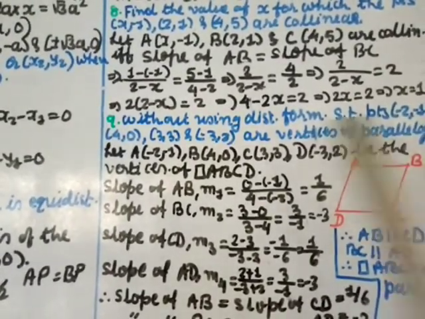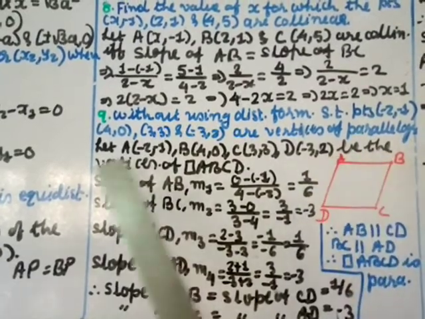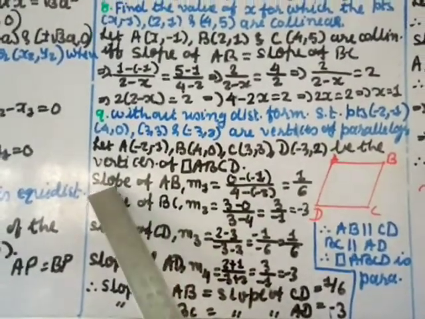Call these as A, B, C and D. So let A(-2, -1), B(4, 0), C(3, 3) and D(-3, 2) be the vertices of quadrilateral ABCD. Here I have drawn it. Now let us find the slope of AB.